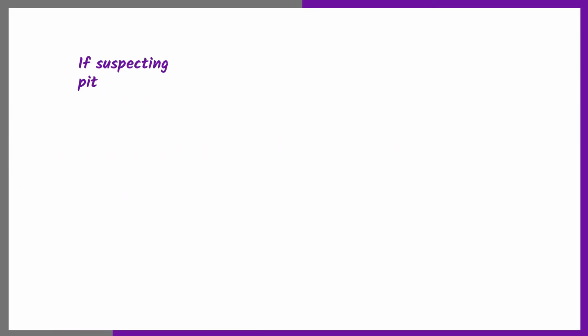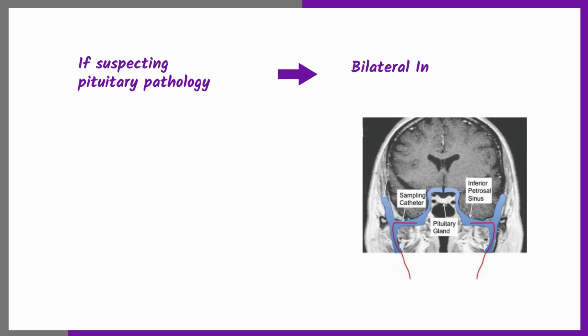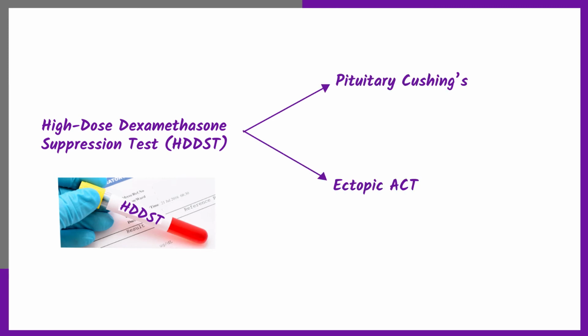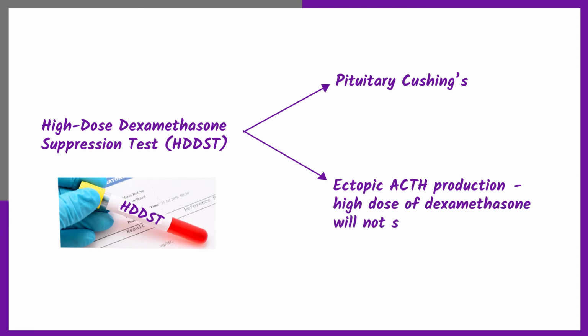If you are suspecting a pituitary pathology, you can even proceed with a bilateral inferior petrosal sinus sampling. If you are in doubt, you can do a high dose dexamethasone suppression test to differentiate between pituitary Cushing's and ectopic ACTH production. In ectopic ACTH production, even high dose of dexamethasone will not suppress cortisol levels.